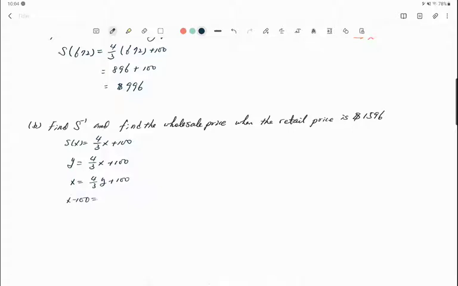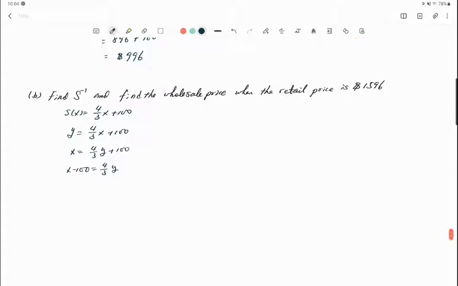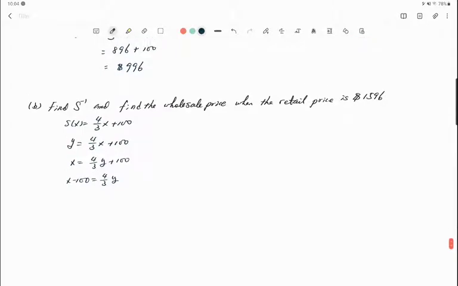So x minus 100 equals 4/3 y. And then in this case, multiply each side by the reciprocal of 4/3. So multiply each side by 3/4. So the right side equals y, right? And then interchange the sides. So then finally, this y will be replaced with the function notation, S inverse. So the S inverse is 3/4 times x minus 100.